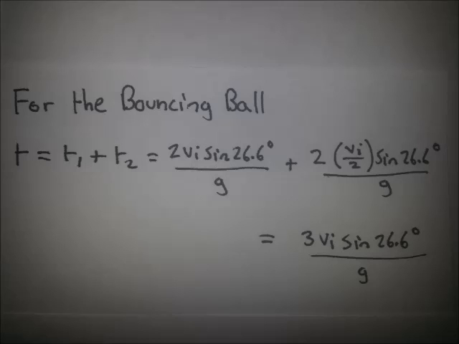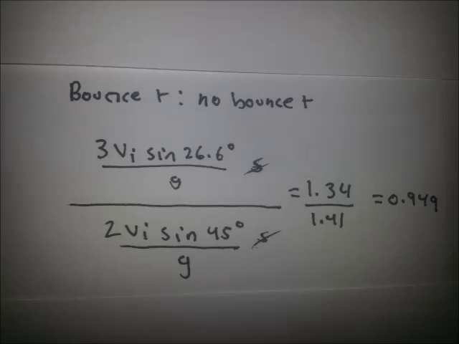So before the bounce, we have t sub 1, which is going to equal 2 v sub i sine 26.6 degrees over g, plus t sub 2, which is after the bounce, 2 times v sub i over 2 sine 26.6 over g. Now this is totally going to equal 3 v sub i sine 26.6 degrees over g. And just a reminder, 26.6 degrees is the value for theta we obtained in part A.